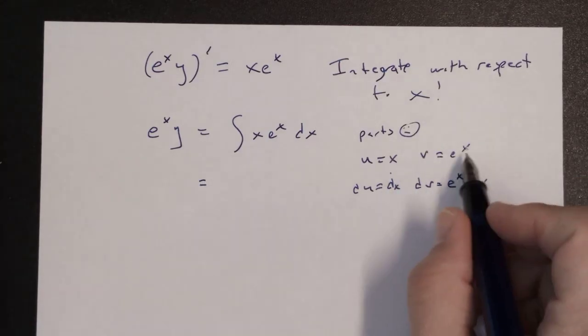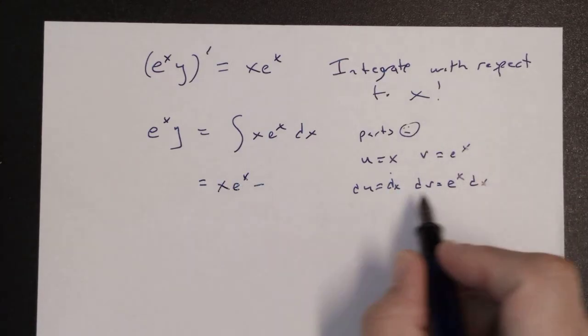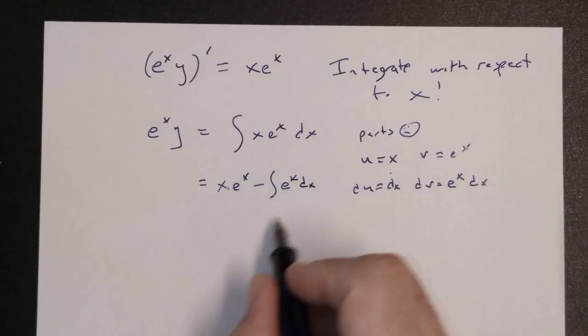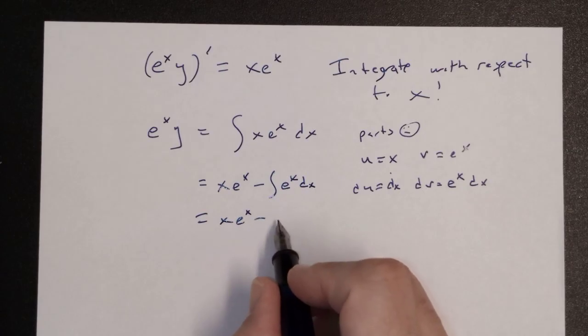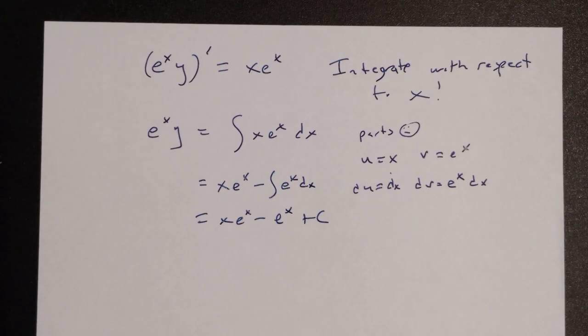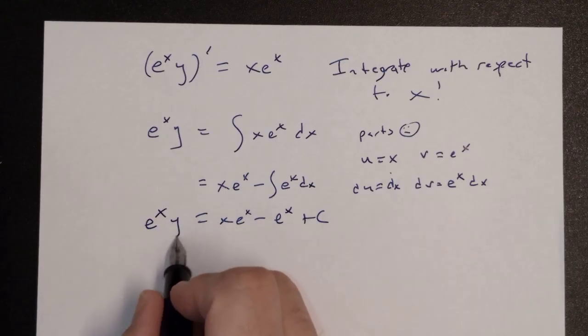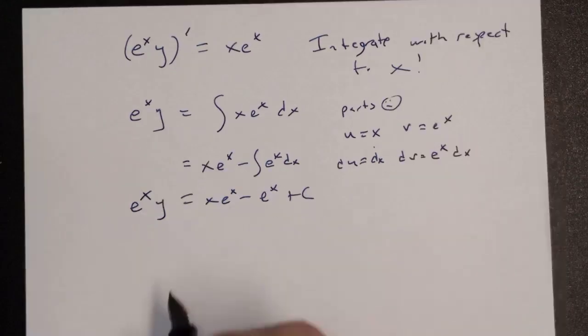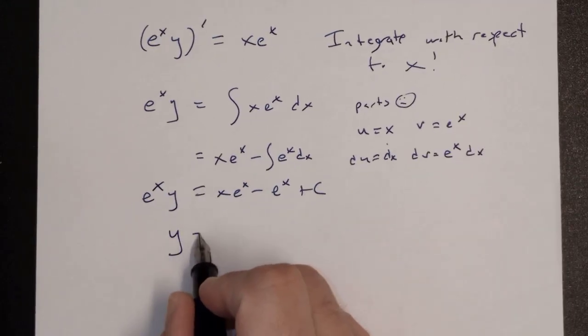So I get uv minus the integral of v du. So that's x e to the x minus e to the x plus c. But on the left, that's e to the x times y. So now, Noah, I can divide out the e to the x. And I get an explicit solution for y.